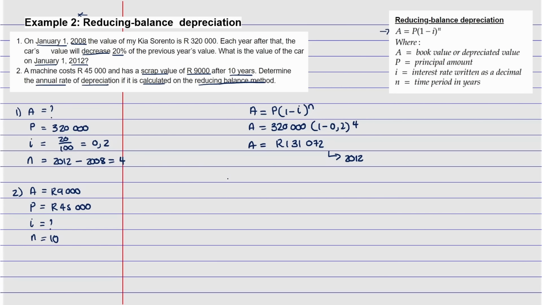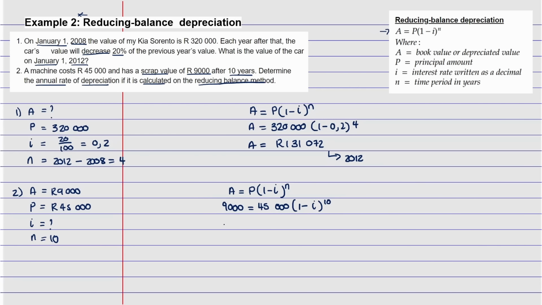So let's substitute everything. So A is equal to P, open bracket, 1 minus I, to the power n, right? Substitute everything that we have. So it's going to be 9,000 is equal to 45,000, open bracket, 1 minus, then the interest is what we want, and this is to the power of 10, right?